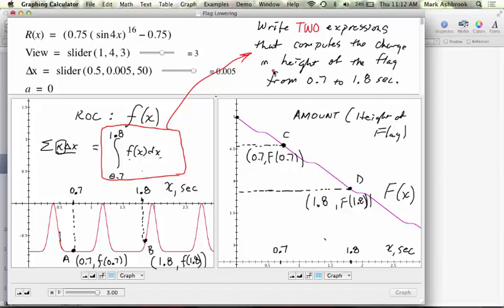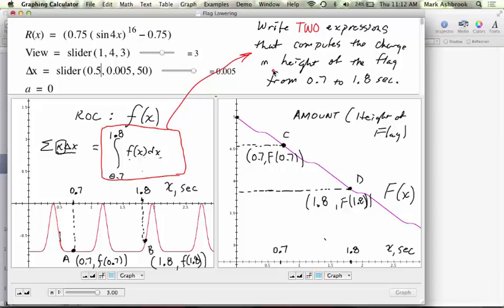The other way is super easy. We should all be able to do the other way. So how can we write another way to compute the change in height of the flag from 0.7 to 1.8 seconds? Do you got it? Capital F of 1.8 minus capital F of 0.7. And can you explain why?